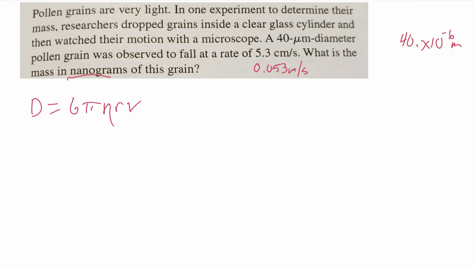So we have mg equals the drag force, which is 6 pi eta radius velocity. My etas are looking good today. Now we divide by g, because we're trying to find the mass. So m equals 6 pi eta r v over g, and we can plug everything in because we know it all. 6 pi, what is eta?